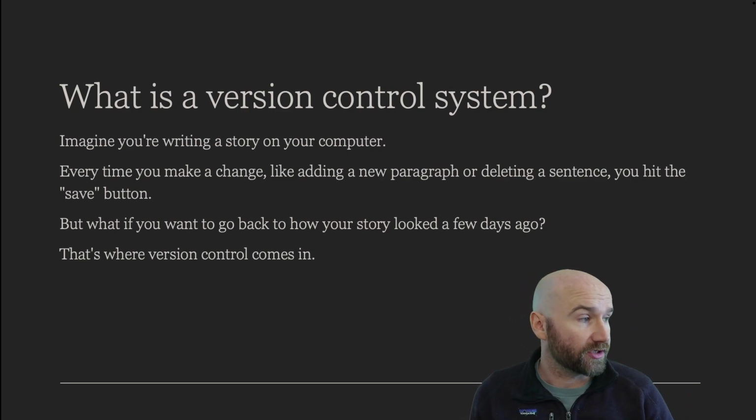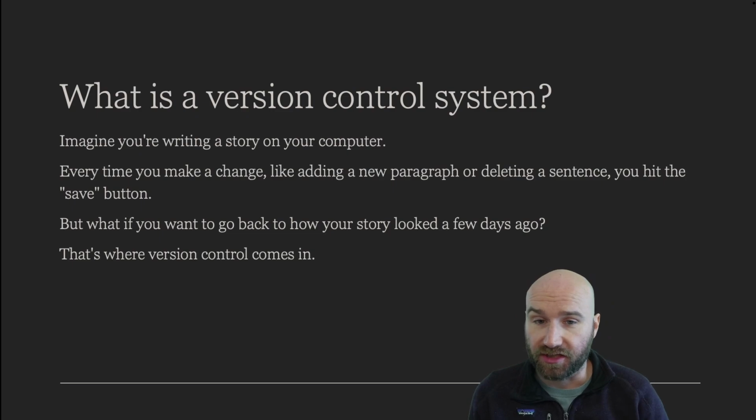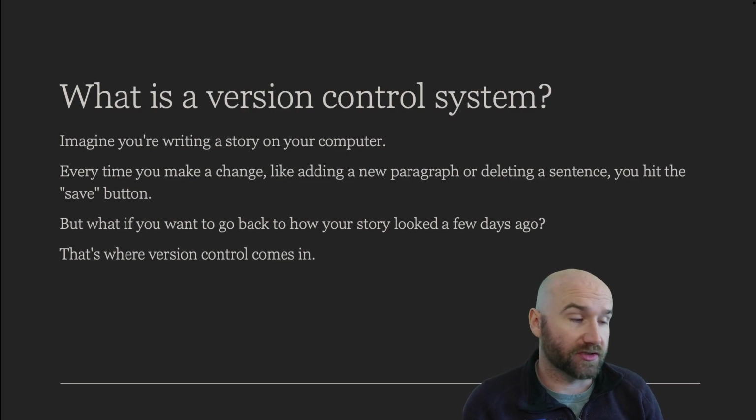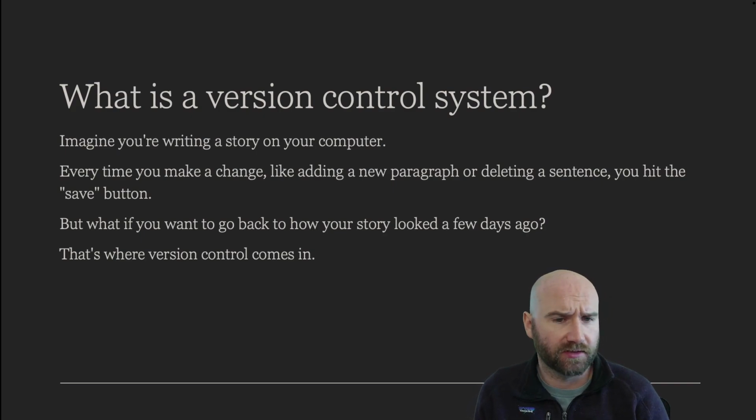So you're writing a story on your computer, and every time you make a change, like adding a new paragraph or deleting a scene, you hit the save button. But what if you want to go back in time and see how your story looked a few days ago? There are tools that help you do it, and that's kind of where version control comes in.